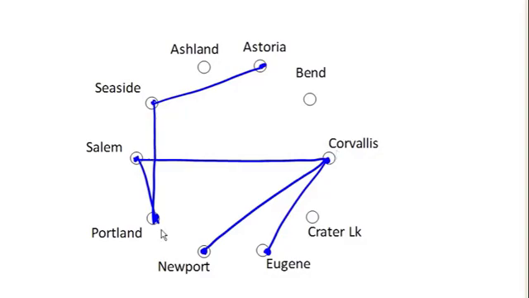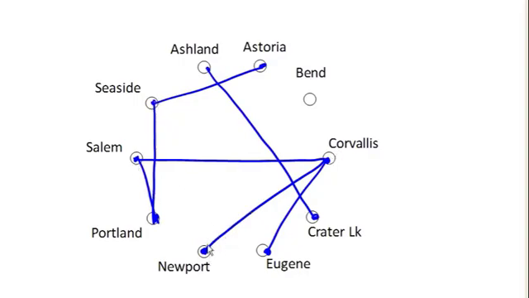How about Eugene to Newport? Nope, that would create a circuit. How about Portland to Astoria? Nope, that would create a circuit. How about Ashland to Crater Lake? Oh, that's fine. Ashland to Crater Lake is fine. How about Eugene to Portland? Nope, that creates a circuit. How about Newport to Portland? Nope, that creates a circuit. How about Newport to Seaside? Oh, that one's kind of tricky, but that is also creating a circuit, so we're not going to do that one.